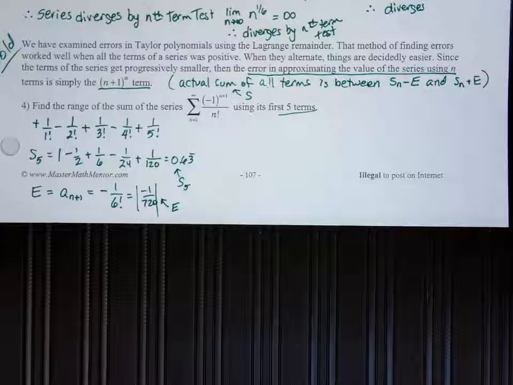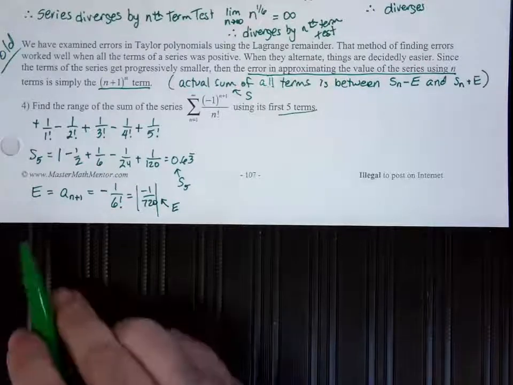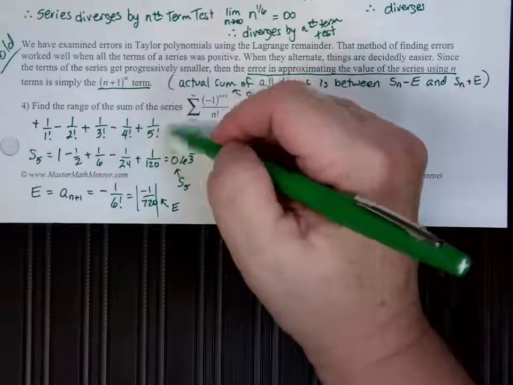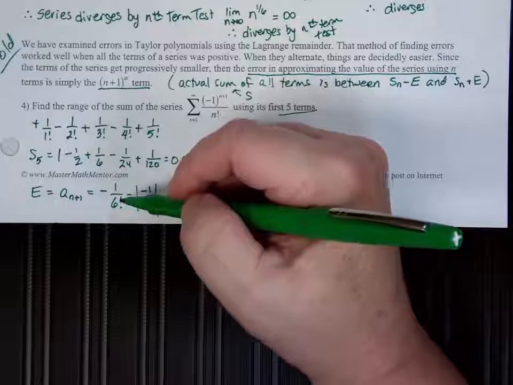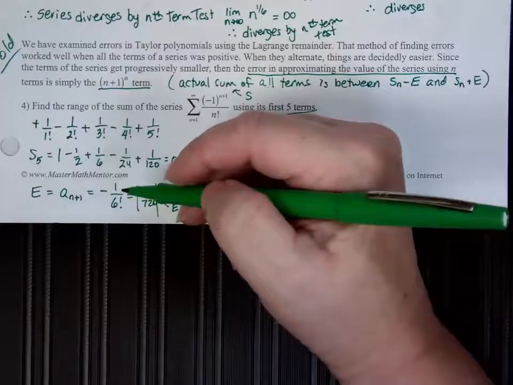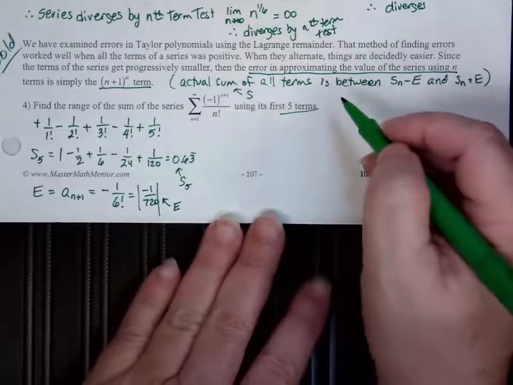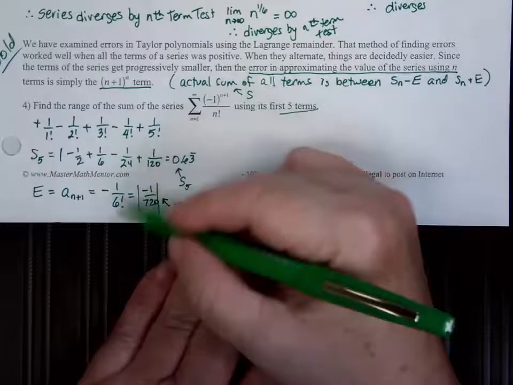I'm confused about the E part. Okay, the E comes from wherever you chopped your sequence off. E is always the next term. That's the error. Yes, it's the next one in the sequence. And so 6 times 120 is 720? Yes, 120 times 6 is 720, yes.